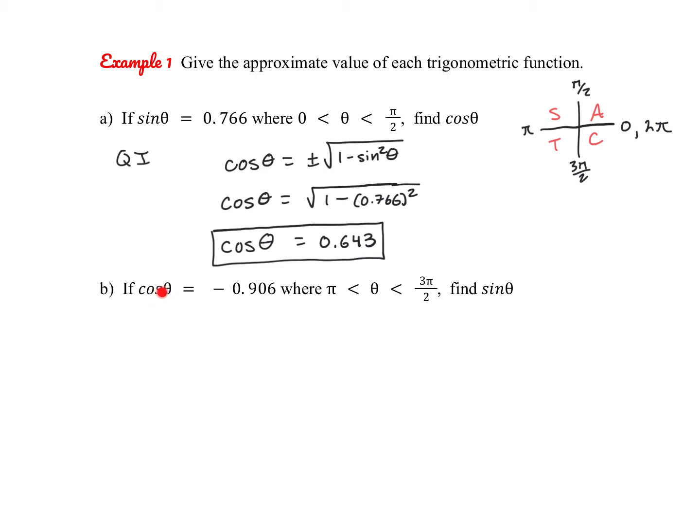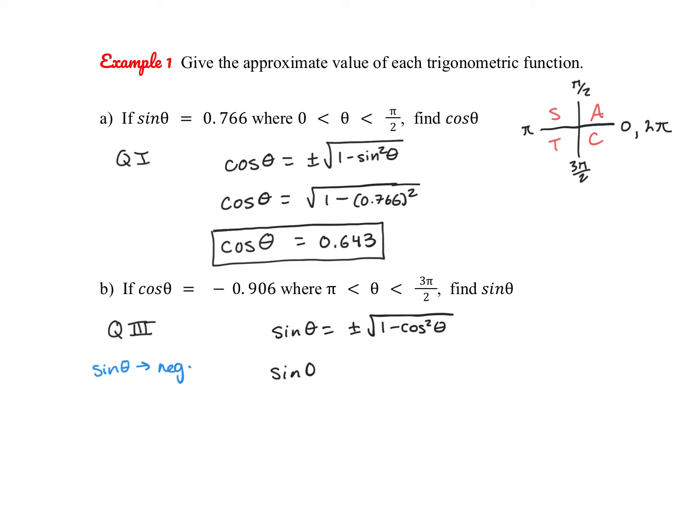So here we are told that the cosine of theta is negative 0.906, and we are told that theta is between pi and 3 pi over 2. So that means that we are going to be working in quadrant 3, which means I'm going to look at quadrant 3 and I see that only tangent is positive. So I know that sine of theta is going to be negative in that quadrant. So now, since I'm solving for sine, or I want to know what sine of theta is, I'm going to be using this form of our Pythagorean identity.